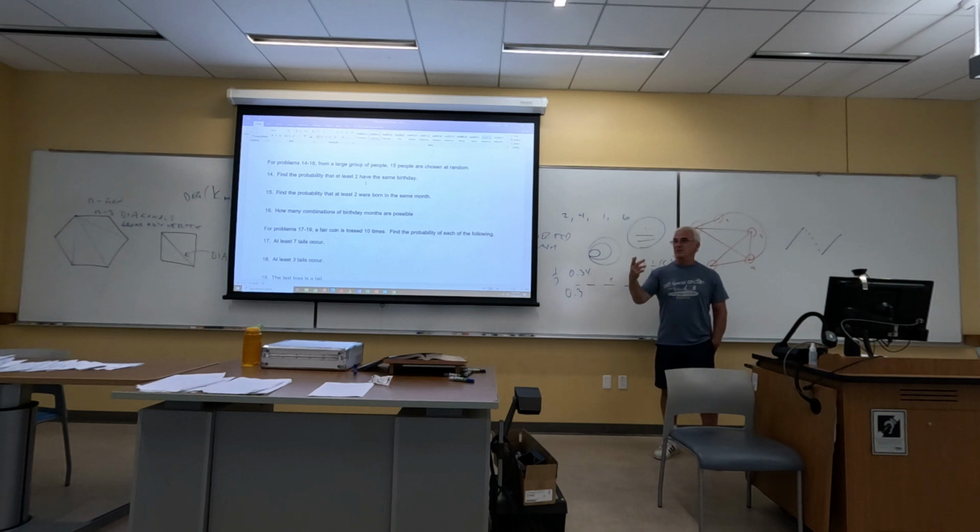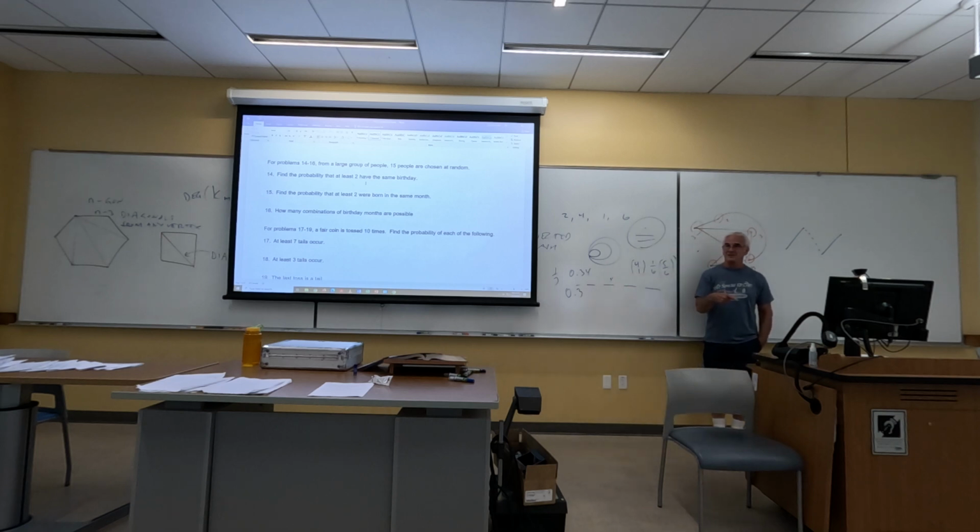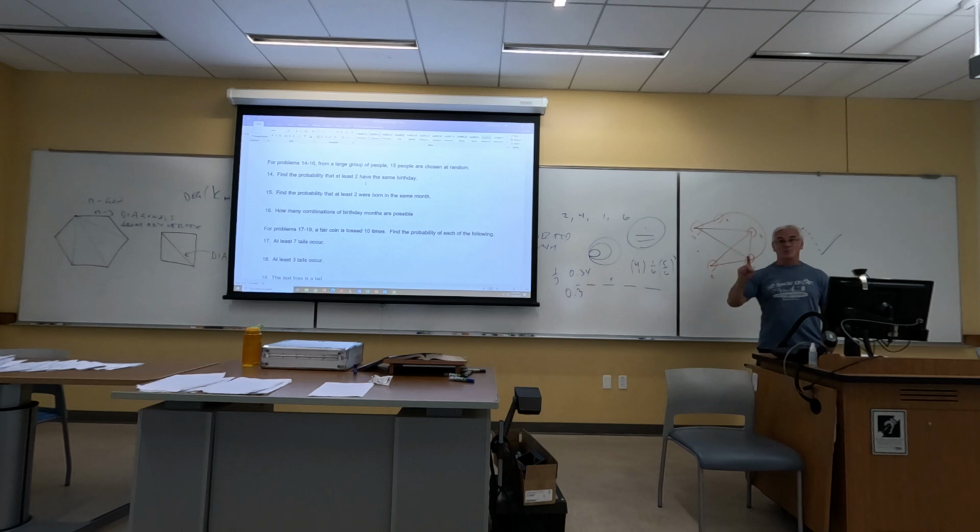Well, what's the probability that nobody has the same? That'd be a permutation. 365 birthdays. Choose how many? 14. Because the first one, oh, did I say that right? Oh, I'm sorry, no, 15, because you're subtracting. That's the number. What's your denominator?